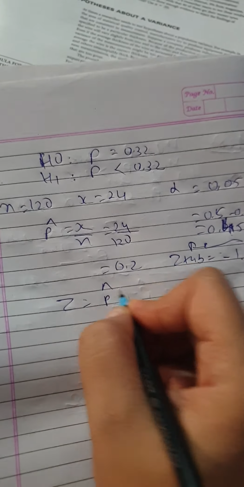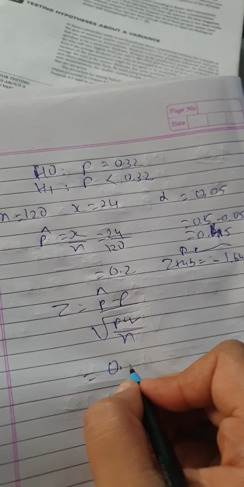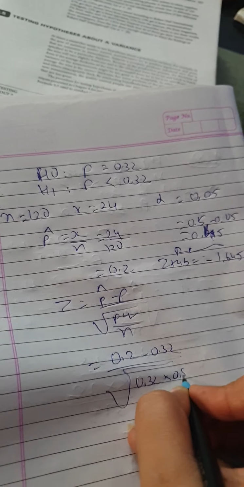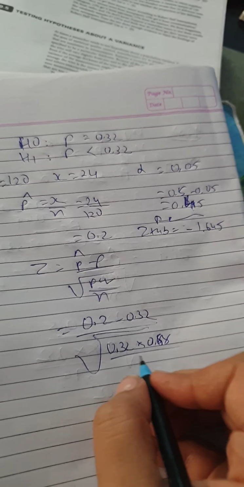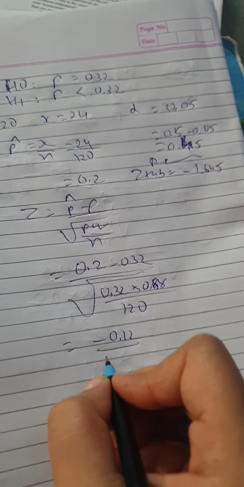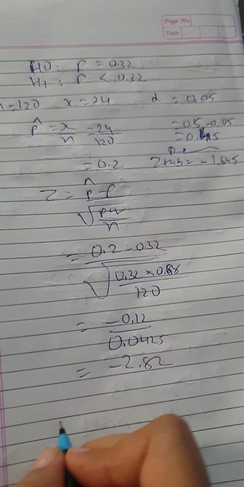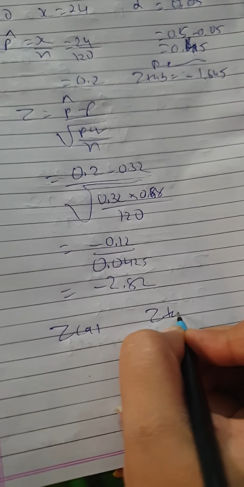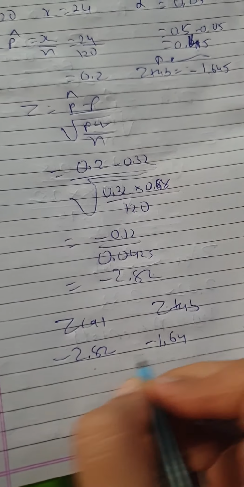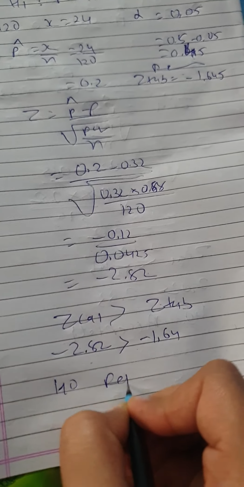Now calculated value is p cap minus p under root of p into q upon n. P cap is 0.2 minus 0.32 upon 0.32 into 0.68 upon 120, so minus 0.12 upon 0.0425, so the answer is minus 2.82. So z calculated and z tabular: calculated is minus 2.82, tabular value is minus 1.64, so the calculated value is more extreme, so it means H0 is rejected.